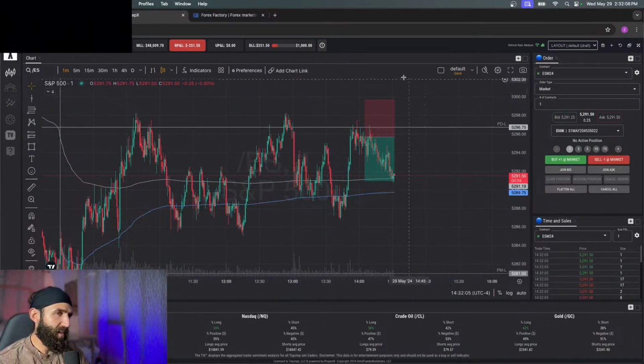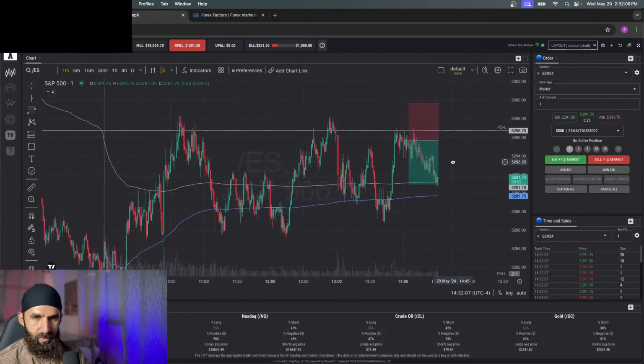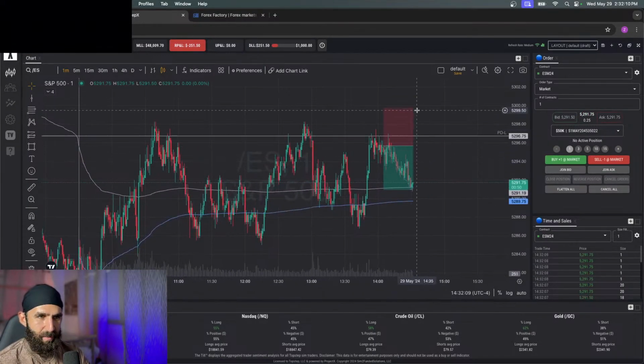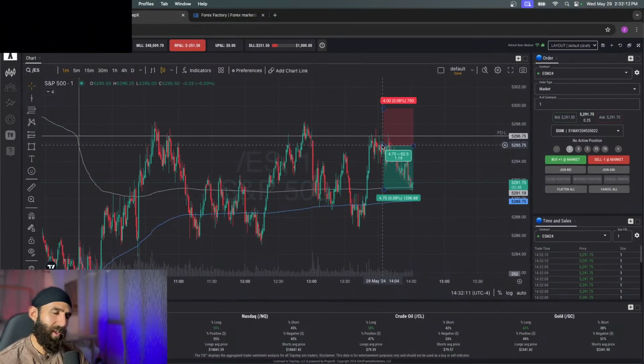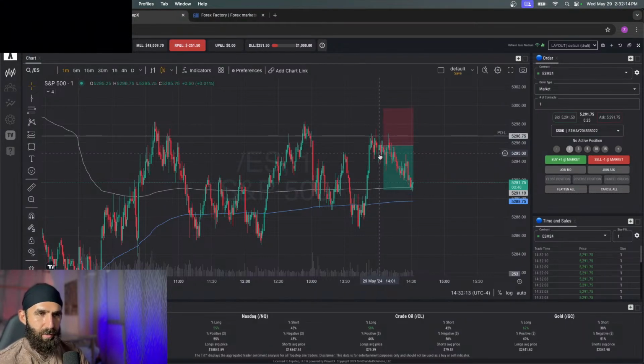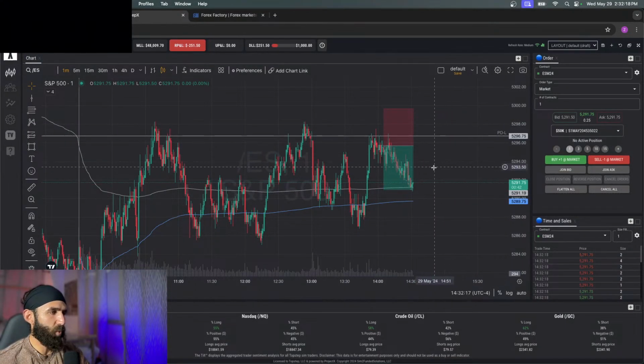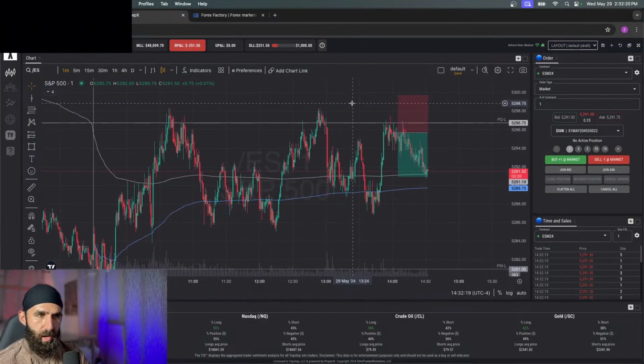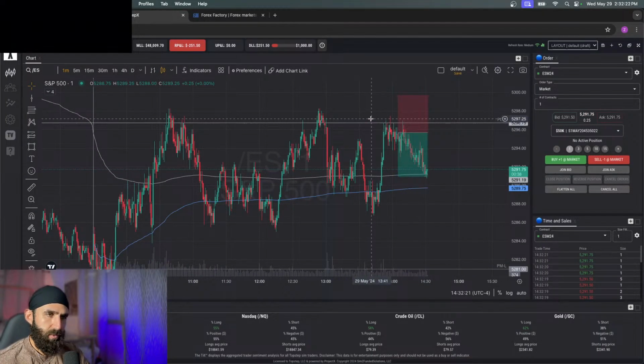VWAP on top. I didn't actually take this one, guys. Just to be clear, I don't want to claim anything that I didn't take. Paper trade, just showing you guys. Maybe if I had a gun to my head, what trade I would take. Not enough confidence even to put this one on with pretty low risk. But it played out nicely, simply using zones, using price action, using VWAP.